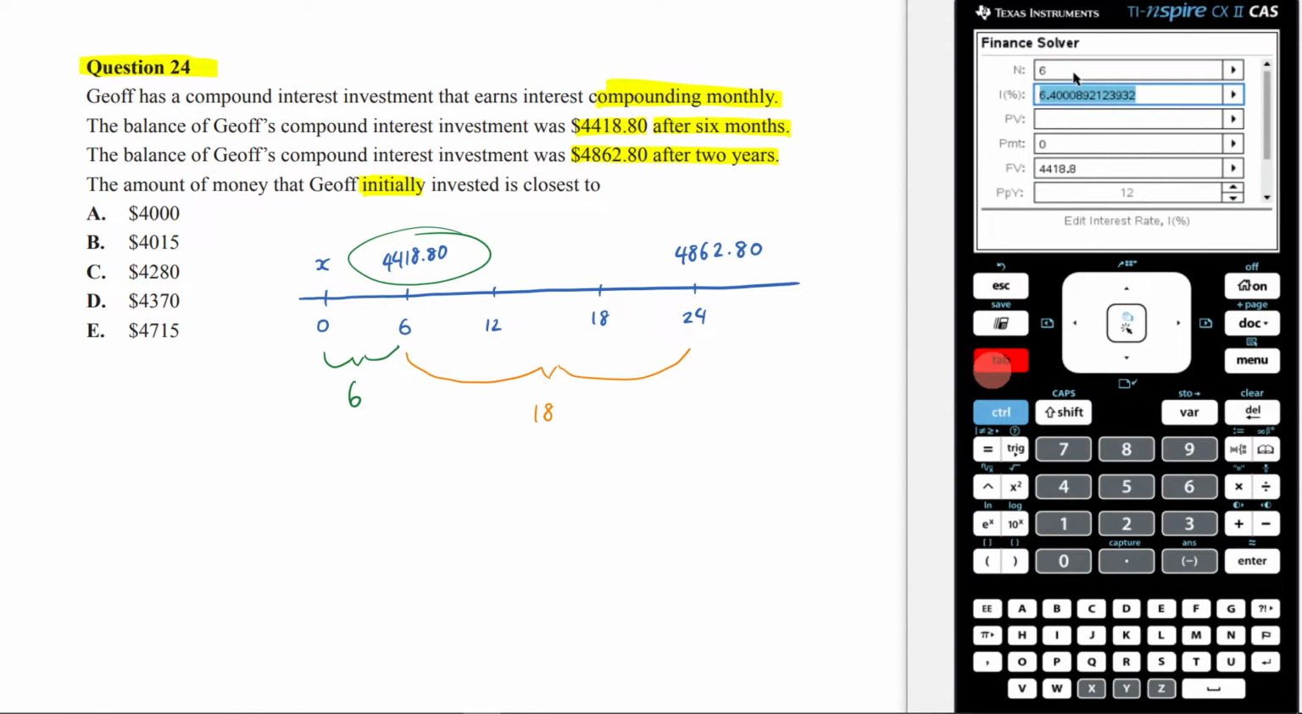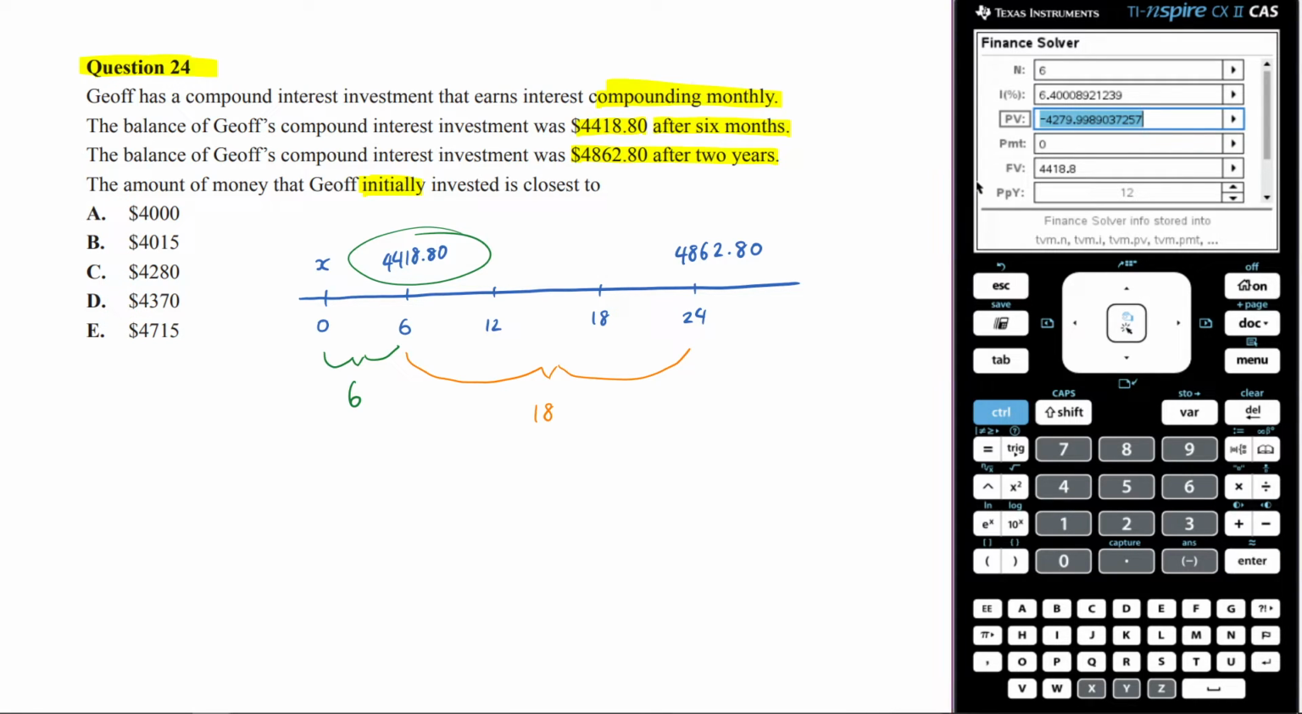Good. Come back here and PV. It's going to be minus 4279. So that means that's what I must have initially started with. We look over here to what that is closest to, 4279. It looks like that is going to be closest to C here, 4280, because I'm going to have to round it up. So that means my answer is C. So this is one of those questions where you need to actually start somewhere else and then work backwards like that. Hopefully this little diagram helps you.